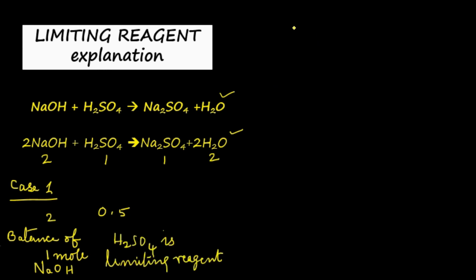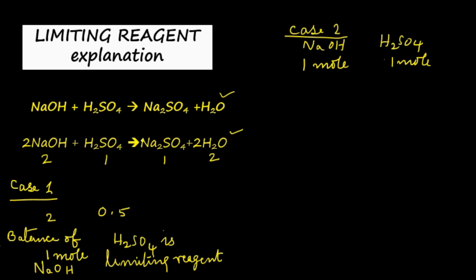Let us take another case. We are taking 1 mole of sodium hydroxide and 1 mole of sulfuric acid. In that case also, the ratio as per the balanced chemical equation is not followed here. 1 mole of sulfuric acid requires 2 moles of sodium hydroxide. But there is only 1 mole of sodium hydroxide. Therefore, the amount of sodium sulfate formed will be limited.